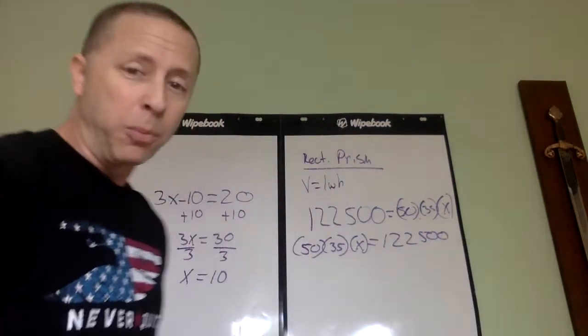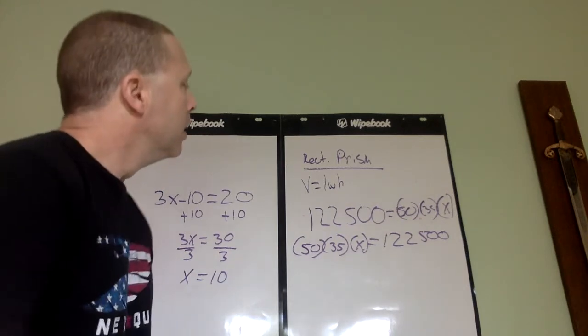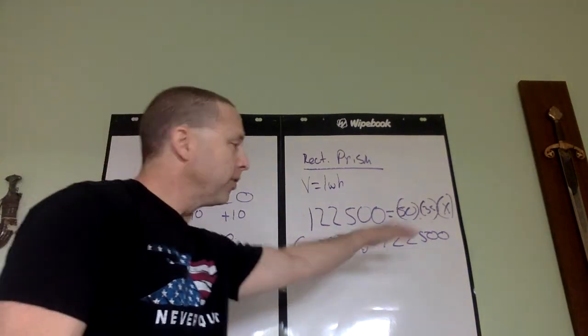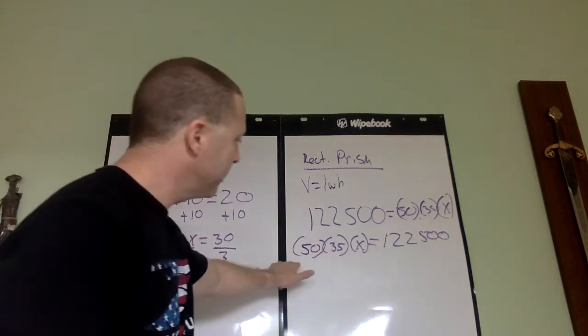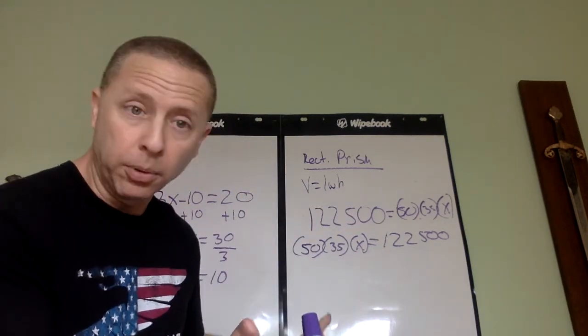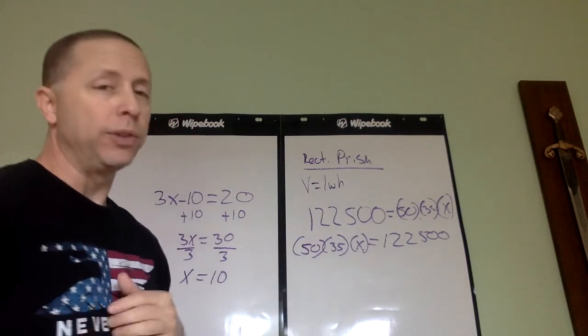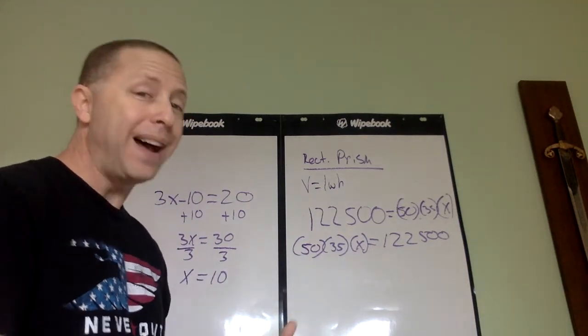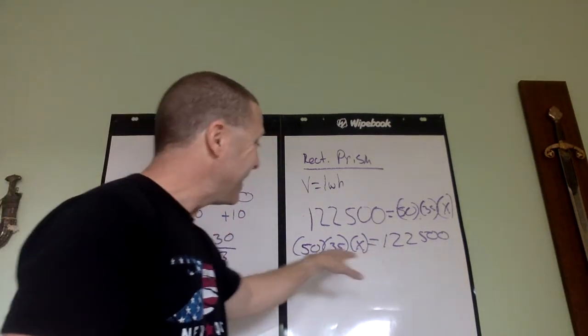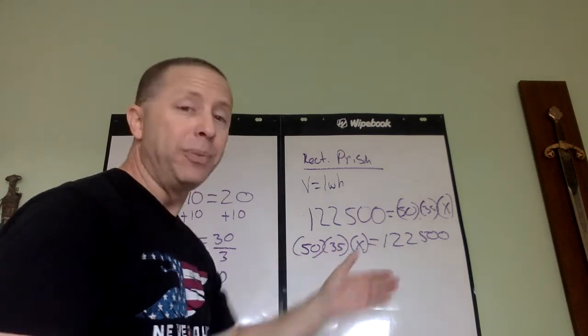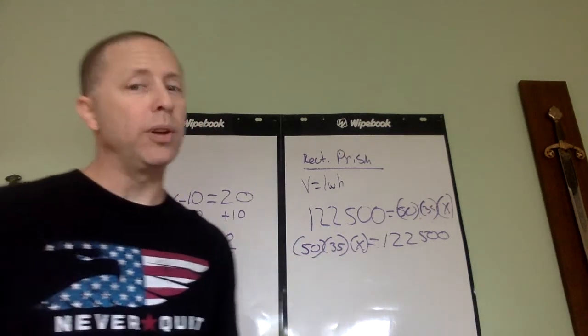Of course, it couldn't give me small numbers to work with on number 10, right? So this looks very similar to some of the other stuff. So multiply 50 times 35 gives you a number. That's going to be whatever that number is times x equals 122,500. So I divide both sides by that number, and then it gives me x equals. All right, pretty straightforward stuff.